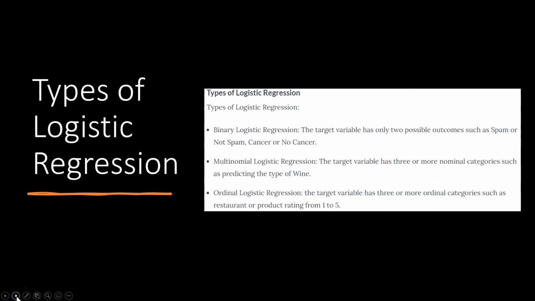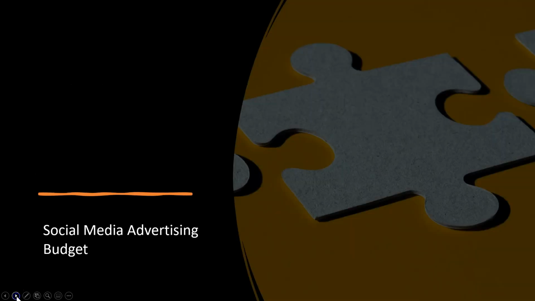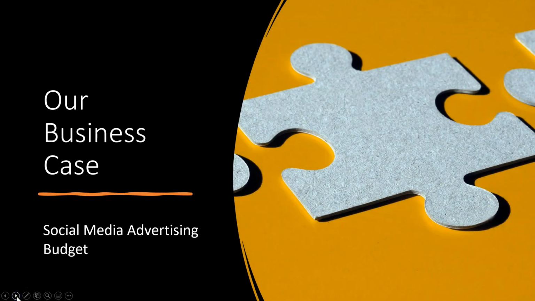Some of the types of logistic regression: you have binary logistic, you have multinomial, and you have ordinal. You can read the definitions right here. Once again, binary is where the target variable only has two possible outcomes. Multinomial has three or more nominal outcomes, and ordinal, obviously, they're all in some sort of order.